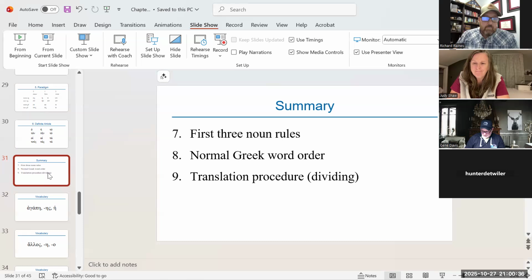Okay, let's go over your vocabulary words for chapter 6. Then we'll take a 5-minute break. You guys can go punch the wall and then come back and we'll go through genitive and dative.